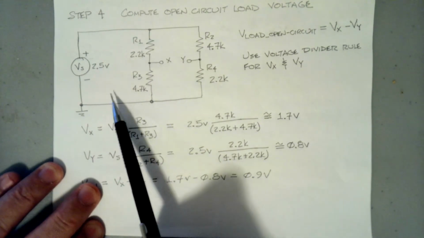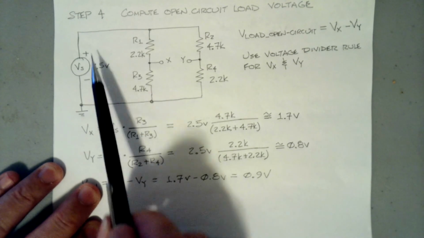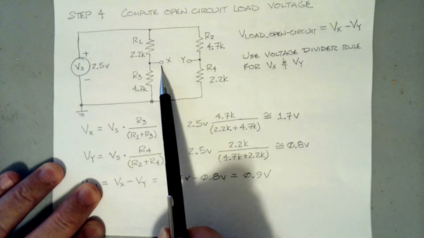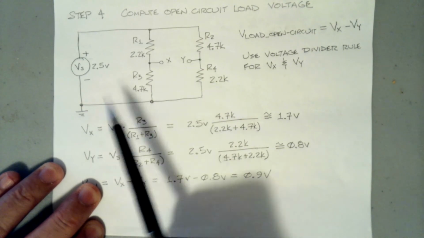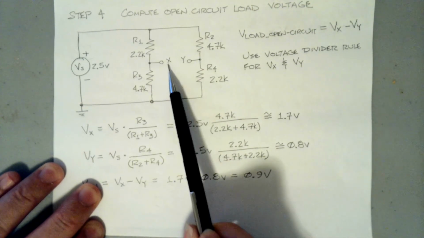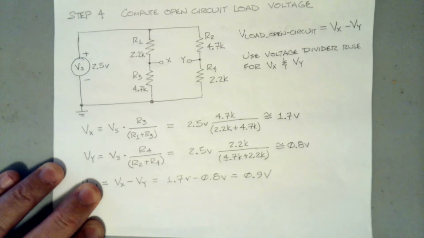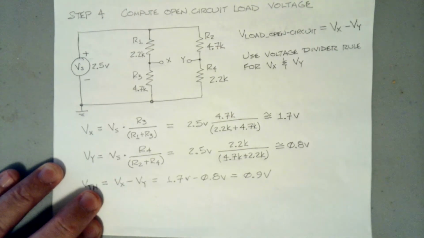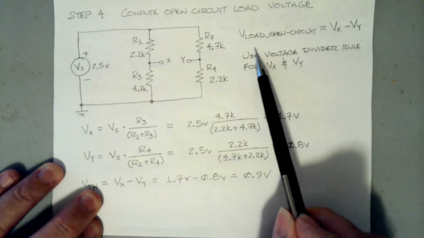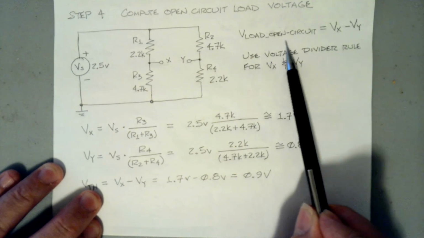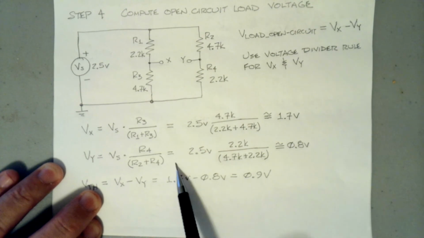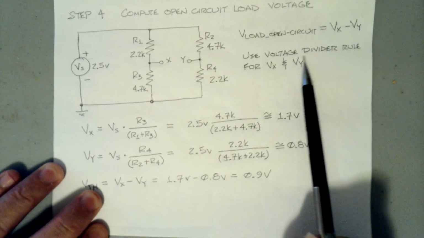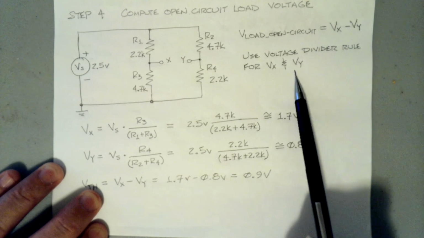Well, we actually can do that in this circuit because we can compute the voltage at point X, and we can compute the voltage at point Y, both with respect to ground, and then subtract them and get the voltage difference from X to Y. So the open circuit load voltage is Vx minus Vy. We're going to use the voltage divider rule for Vx and Vy.